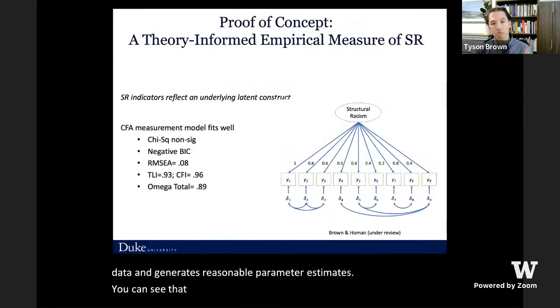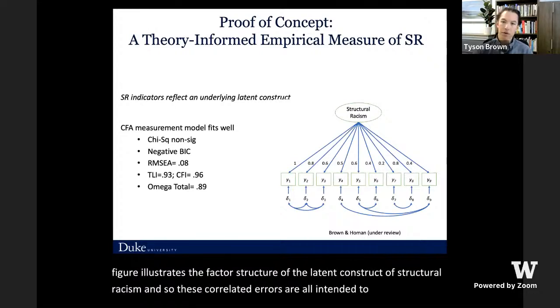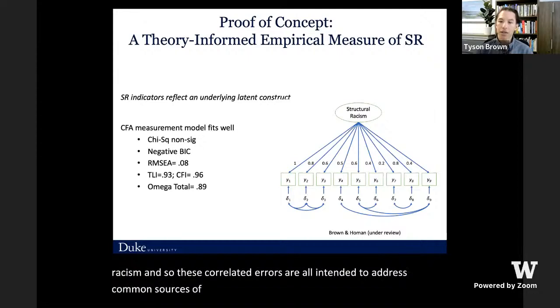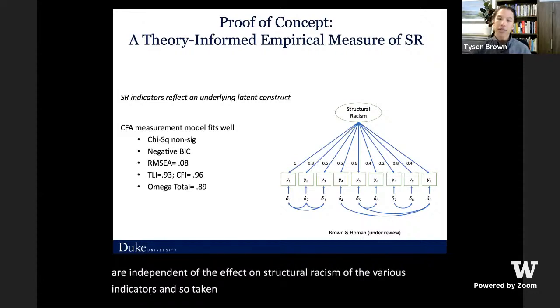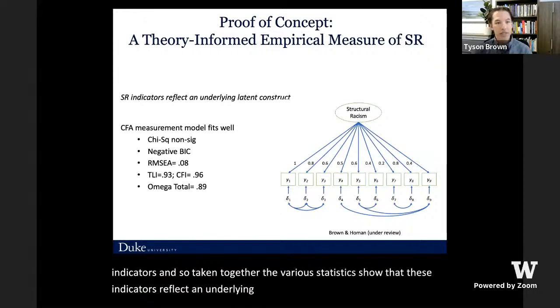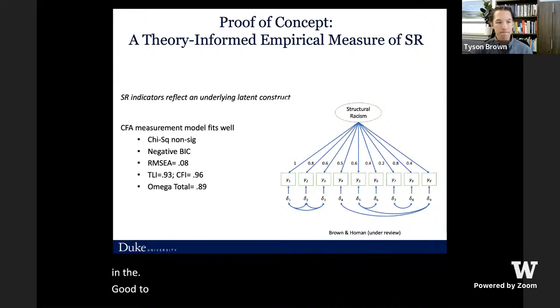And, just building on the previous slide, this figure illustrates the factor structure of the latent construct of structural racism. And so these correlated errors are all intended to address common sources of variation that are independent of the effect of structural racism on the various indicators. And so taken together, the various statistics show that these indicators reflect an underlying latent construct. You can see the fit statistics are in the good to very good range, I'd say.